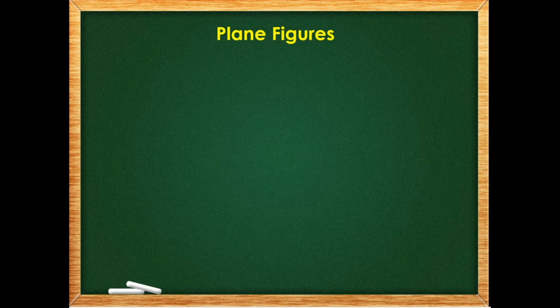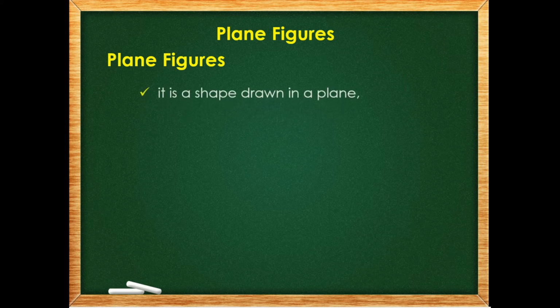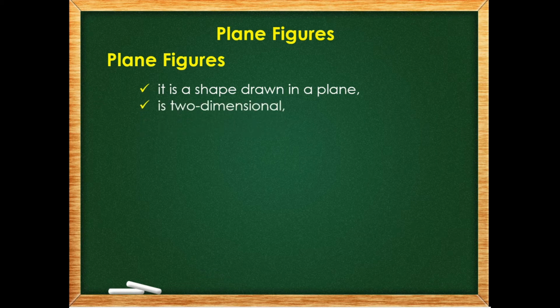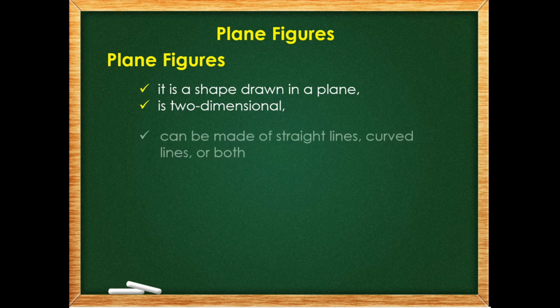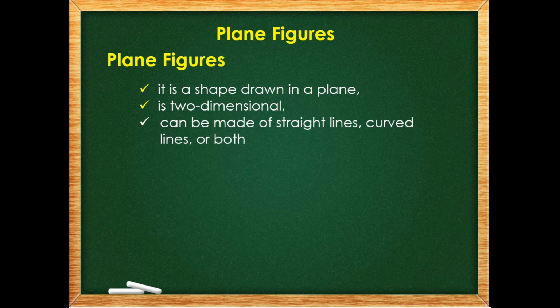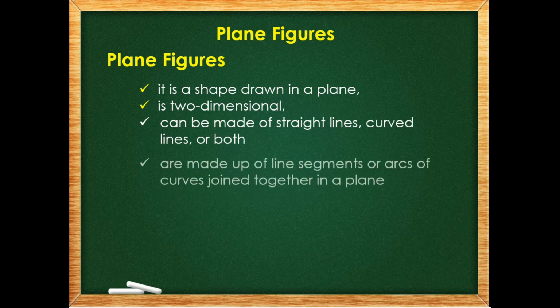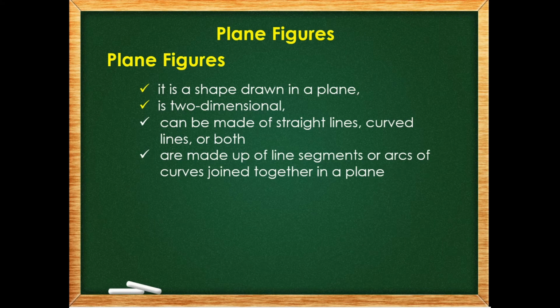Now let's define plane figures. A plane figure is a plane, or it is a shape drawn in a plane. It is 2-dimensional, the length and the width. It can be made of straight lines, curved lines, or both. It's made up of line segments or arcs of curves joined together in a plane.